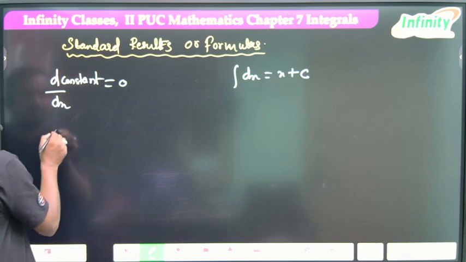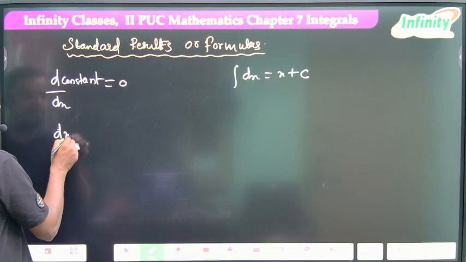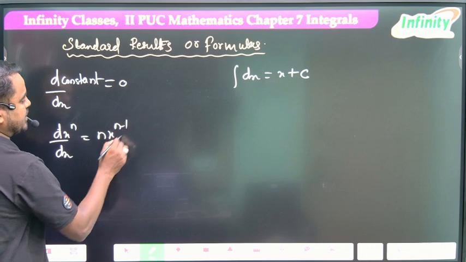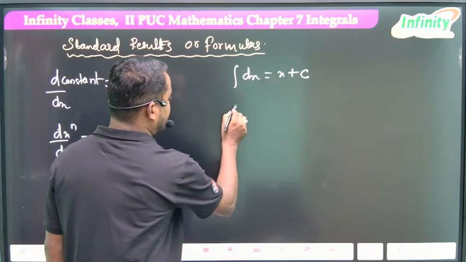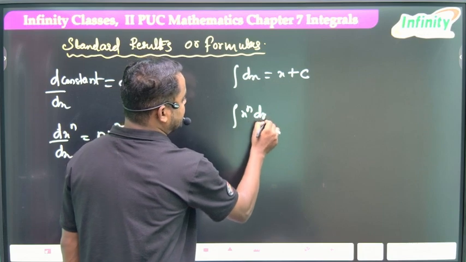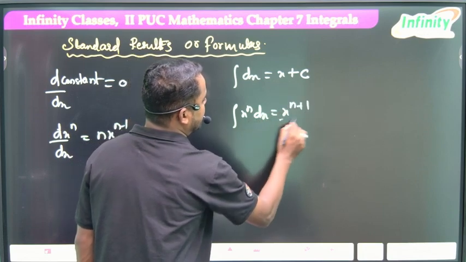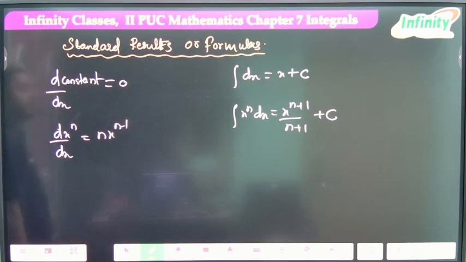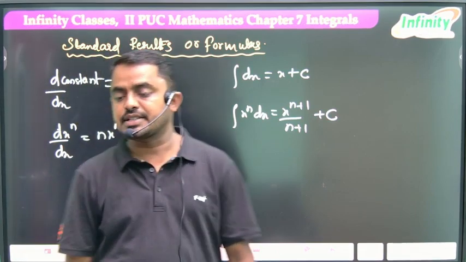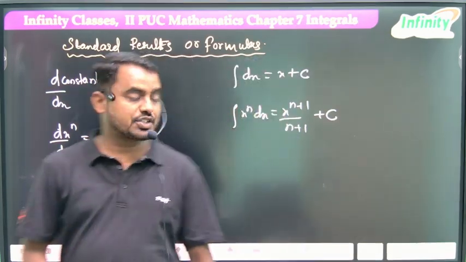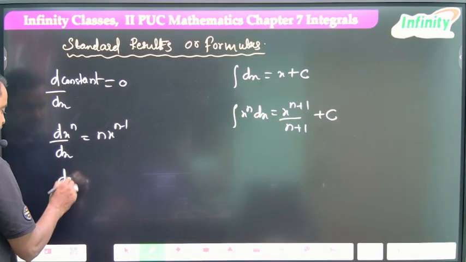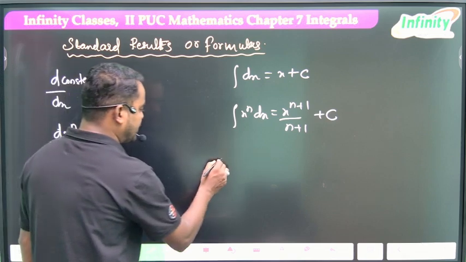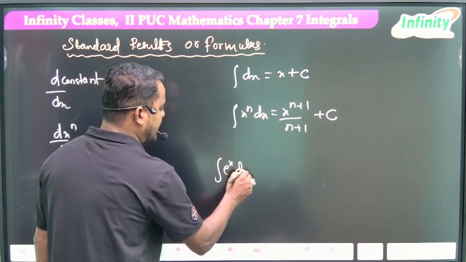The derivative of x raised to n with respect to x is n x raised to n minus 1, and integration of x raised to n with respect to x is x raised to n plus 1 divided by n plus 1, plus c. Next, the derivative of e raised to x with respect to x is e raised to x, and integration of e raised to x with respect to x is e raised to x plus c.